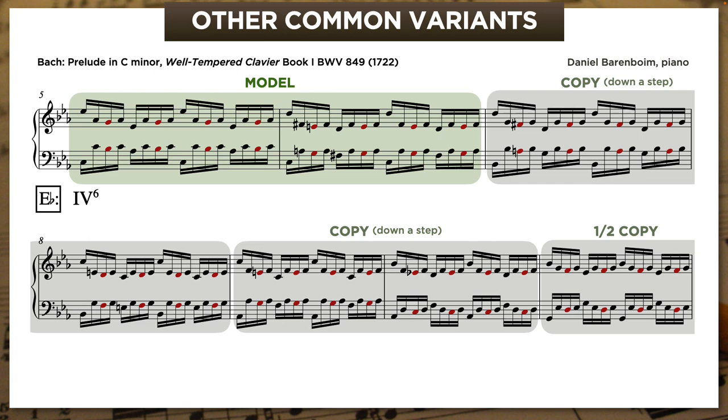The first chord in each model and copy is a first inversion diatonic triad. So 4-6, 3-6, 2-6, and 1-6. But each of these is set up by its own dominant 4-2 chord. And only the last one of these is in the key. The others are all applied dominants. So suddenly we've got a very colorful and dynamic progression.